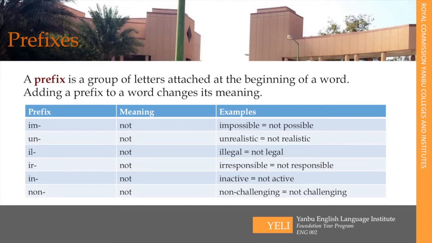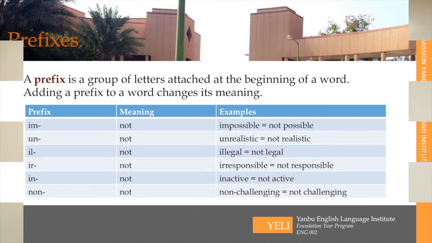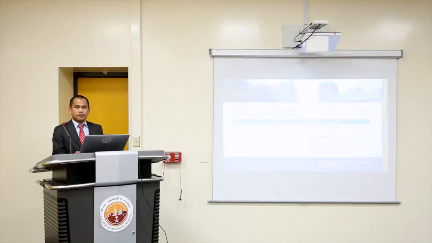For example, we have here commonly used prefixes which mean not. We have here im, un, il, ir, in, and non. So if you know the meaning of these prefixes, which is not, then for example, in impossible, you say im, which means not, so impossible means not possible. Unrealistic means not realistic. Okay?